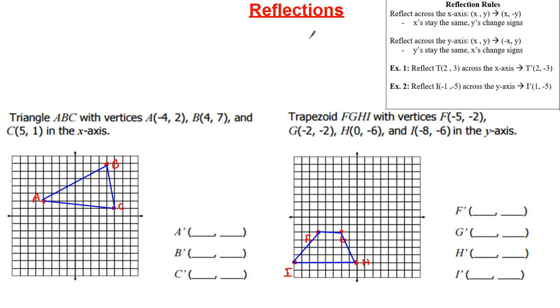Okay, so next we have reflections, and the rules are written up here. To reflect across the x-axis, all you have to do is keep the same x's, but make all of your y's opposite. So if I have 5, the opposite of 5 is negative 5. If I have negative 2, the opposite of negative 2 is positive 2. So for reflection across the x-axis, keep your x's the same, your y's change the sign.